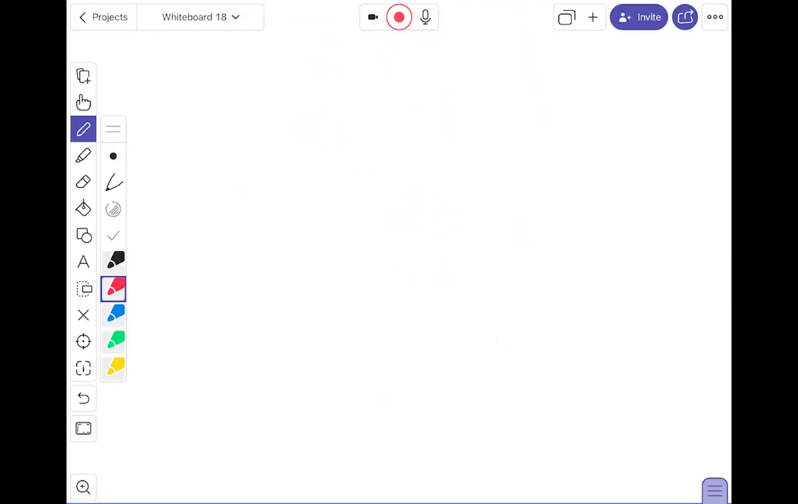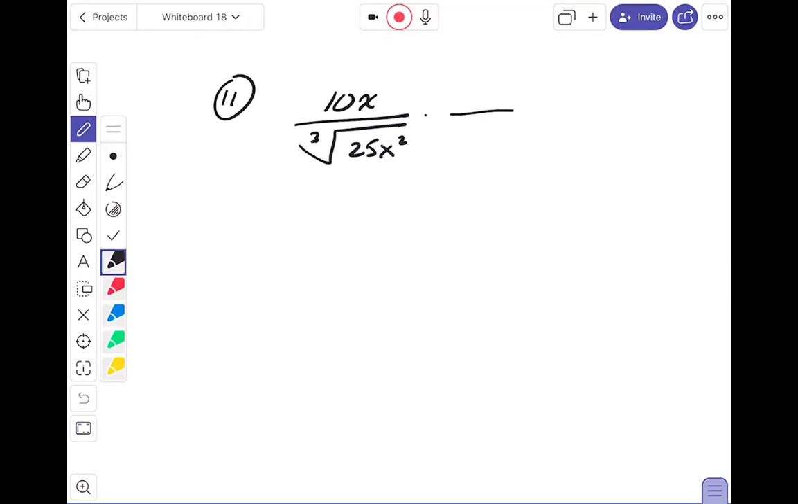I'll write this down for you. And 11. What's 11 say? It says 10x over the cube root of 25x squared. Well, I need to make a perfect cube. I'm going to multiply the top by a cube root and the bottom by a cube root.